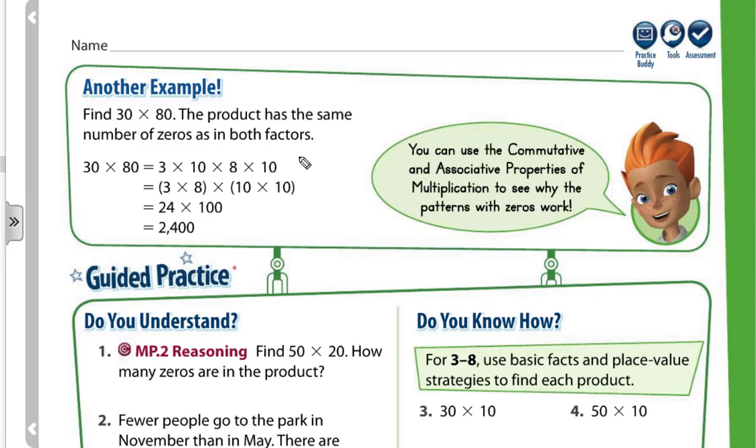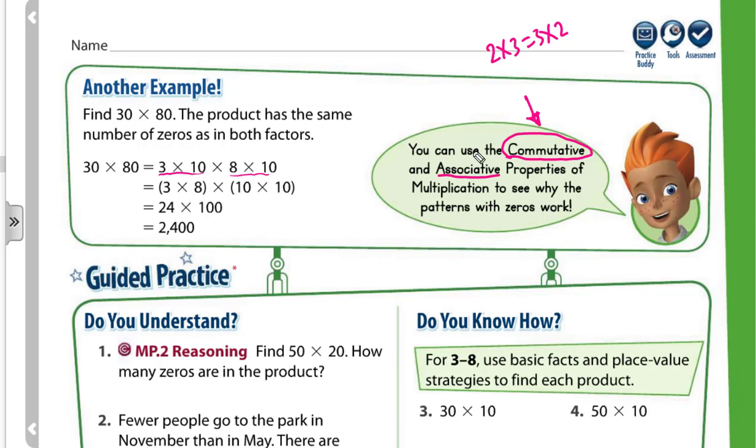Okay, we can do this using the commutative property. I will underline this so you can see it. Do you remember what commutative is? It is what we use for 2 multiplied by 3 equals 3 multiplied by 2. Another property is the associative property. If we have 3 numbers to multiply, we can multiply 2 numbers, and after that multiply the third. If we have 4 numbers, we can multiply 2 numbers together and 2 numbers together, and after that multiply the products. So let's start explaining this. 30 is 3 multiplied by 10, and 80 is 8 multiplied by 10.